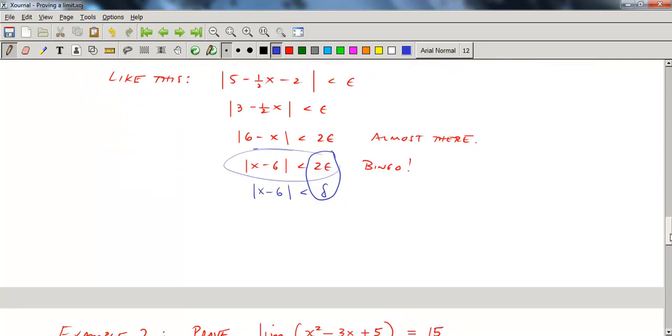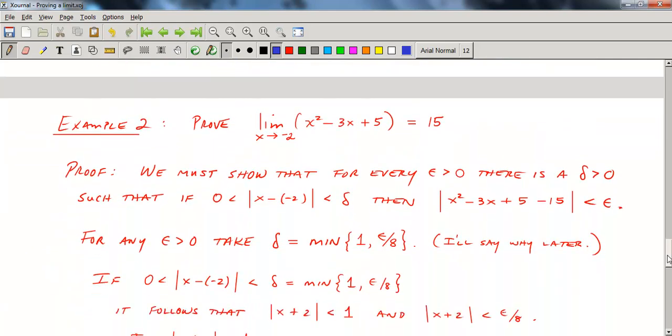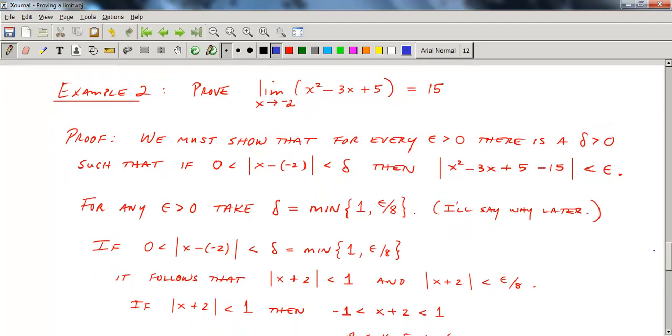All right, let's do a second example. This one's more complicated. In example 2, I want to prove a quadratic limit. And these are usually the more difficult ones. In some classes, certainly not in an honors class, they wouldn't even do a quadratic limit. But we're an honors class, so we're going to do a quadratic limit, and here's how it works.